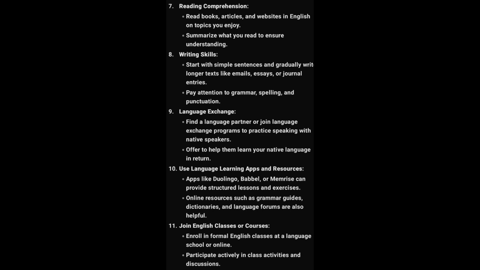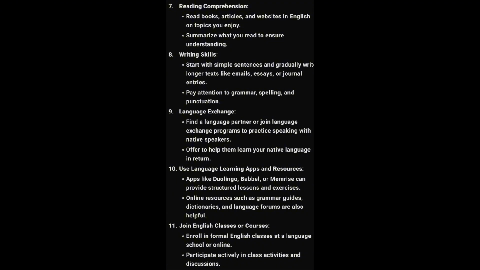Next step is use language learning apps and resources. Apps like Duolingo, Babbel, or Memrise can provide structured lessons and exercises. Online resources such as grammar guides, dictionaries, and language forums are also helpful. I hope you know about different applications available on Play Store, which are really helpful for us in order to practice English. So download some apps and start practicing with different co-learners on that platform, right?